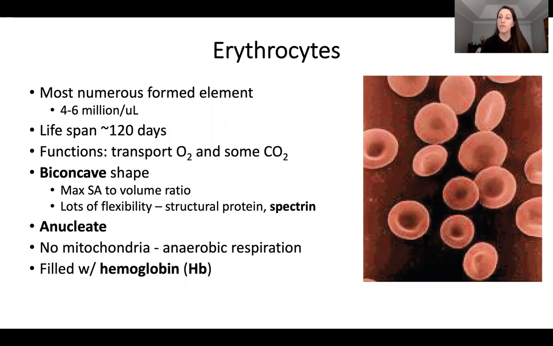So out of all the formed elements that you find in blood, erythrocytes are the most numerous, with somewhere between 4 and 6 million per microliter. It's going to be different for males and females. Again, it's going to be based on body size in many instances, but that's a rough estimate of a normal volume for red blood cells. Lifespan of a red blood cell is about 120 days. So these are being recycled and rebuilt continuously, just like all of your other formed elements.